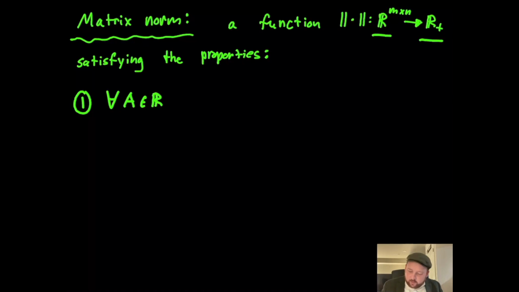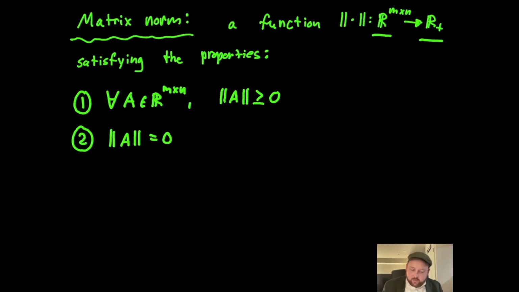So for all A in the set of m by n matrices, what has to be true is that the norm of A has to be greater than or equal to 0. Again, you'll see that these are basically exactly the same things as a vector norm. And this is because you can think of matrices as vectors in a vector space. The norm of A is equal to 0 if and only if A is equal to the 0 matrix, which sometimes I'll write as subscripted by the dimensions, so it's clear how many zeros we're talking about and what shape.